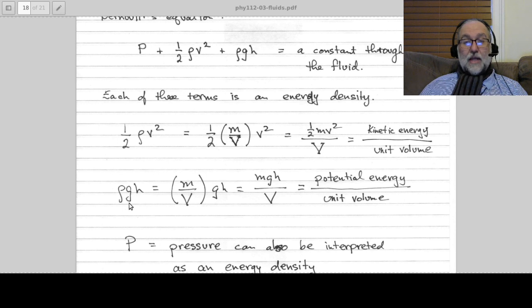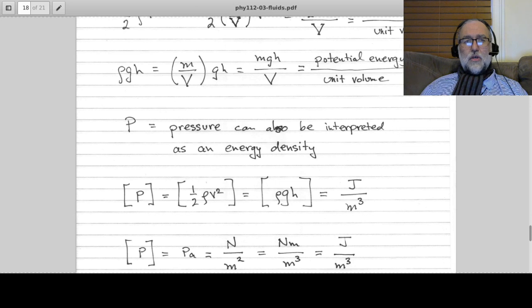Okay, and the rho gh, do the same thing. Just write the rho as m over V. And here you can take the mgh together, and mgh is a potential energy, and divided by the V, the volume, that's your gravitational potential energy per unit volume, again an energy density. And then you go to the pressure. What's that? Is that an energy density too? Yes, remarkably, you could even interpret the pressure as an energy density.